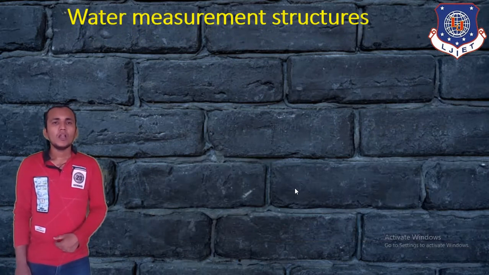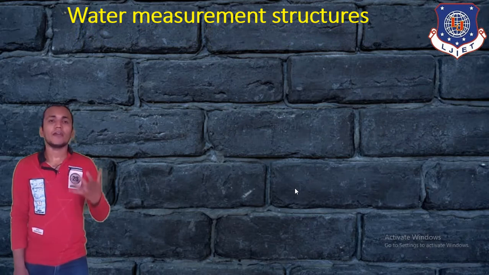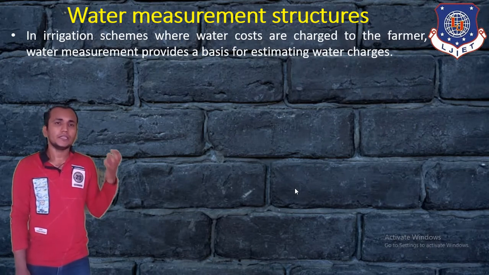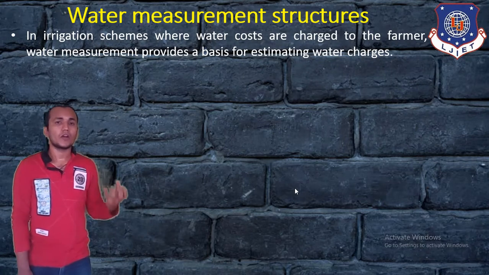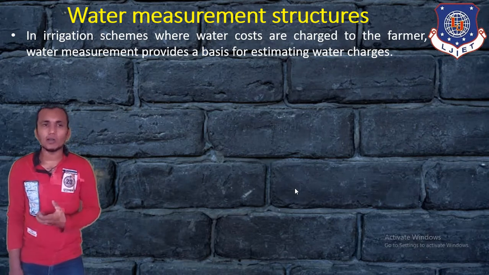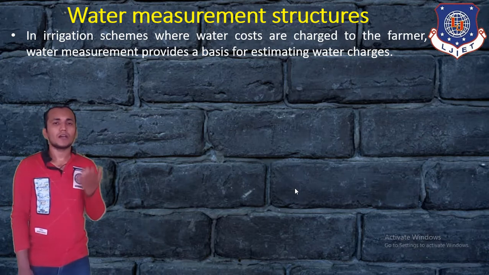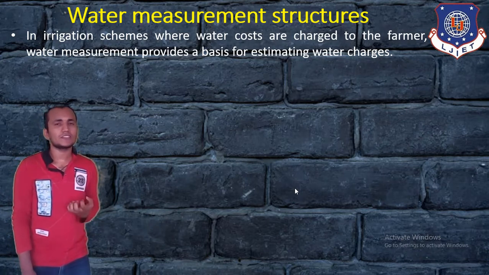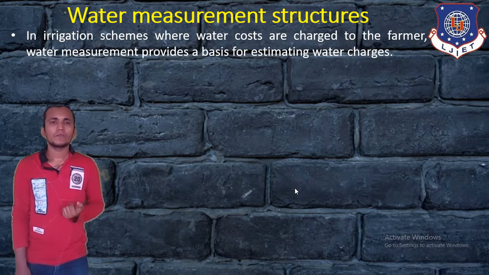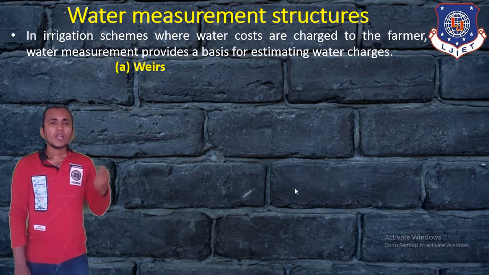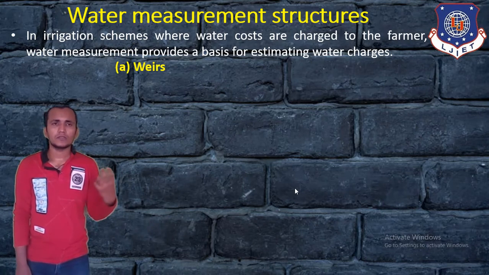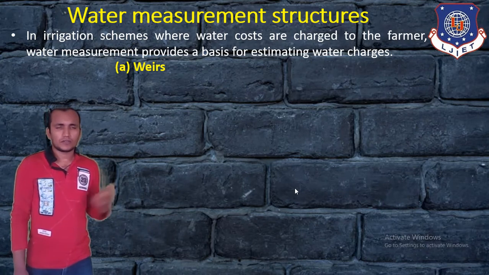Then water measurement. We have to measure our water level because, in an irrigation scheme where water costs are charged to the farmer, water measurement provides a basis for estimating water charges. That's why water measurement structures are most important. To measure this water, different techniques are used. First, there are weirs.